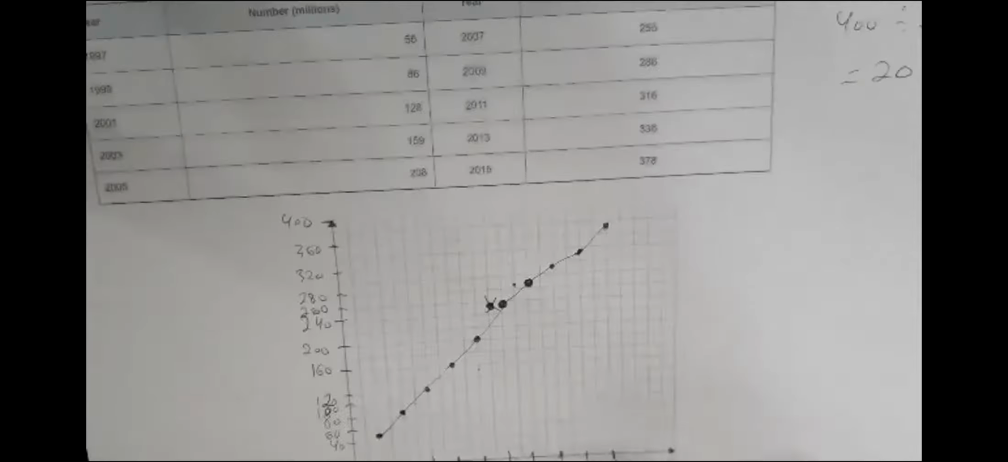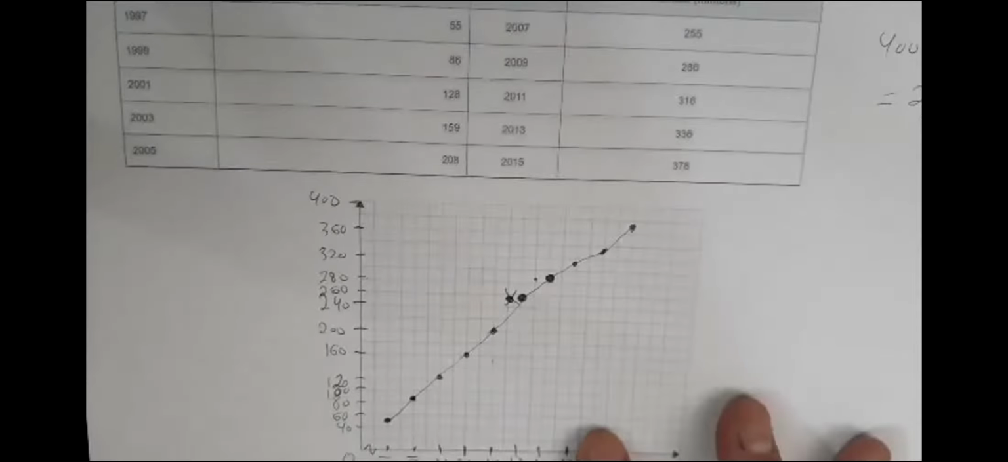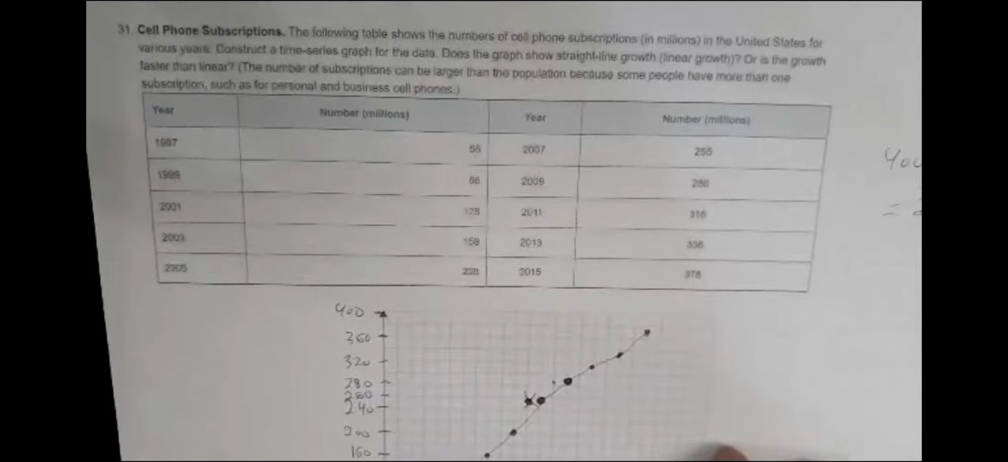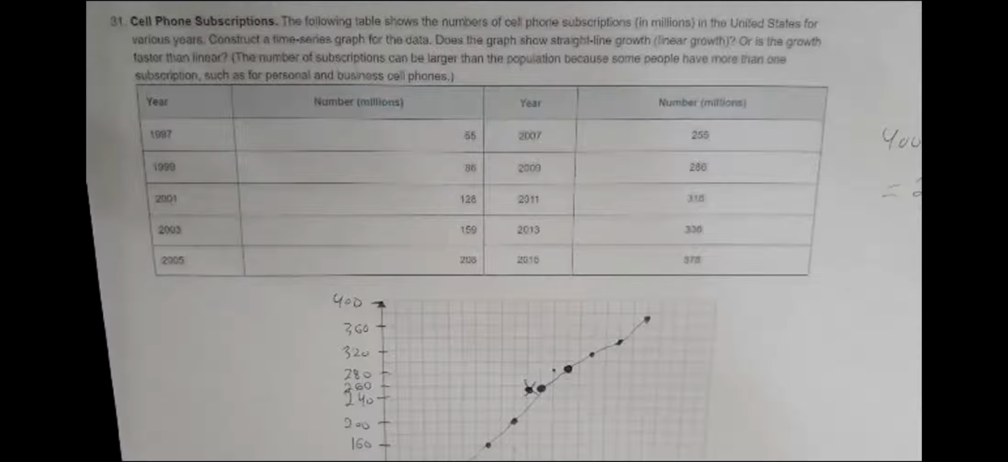And what does it say overall? What do you notice about the overall trend of this? It's fairly linear. Okay, that's what they ask. Does it show straight line growth? Yeah, it's fairly linear.